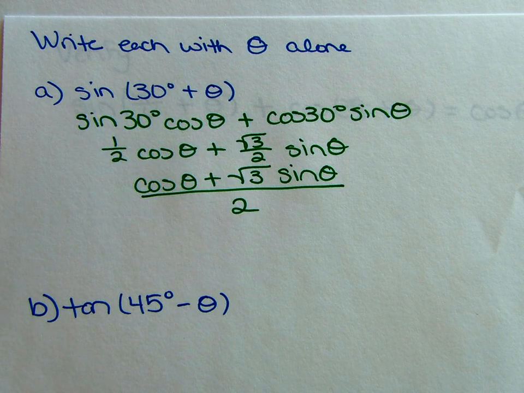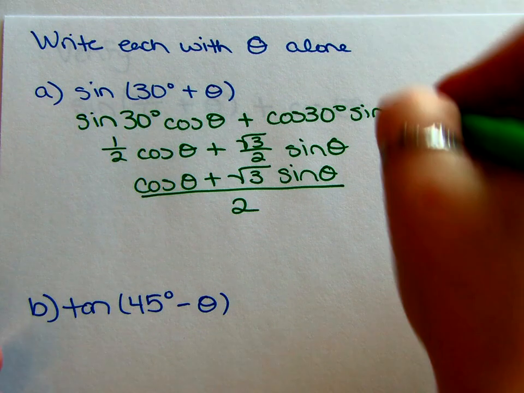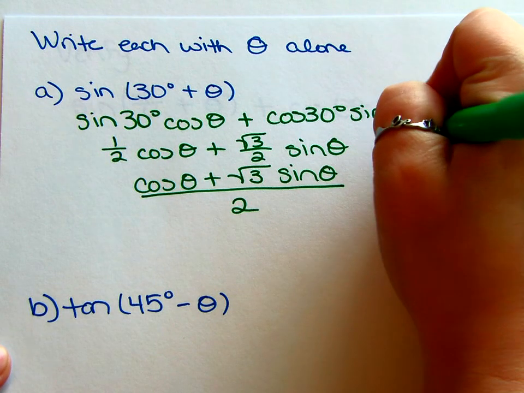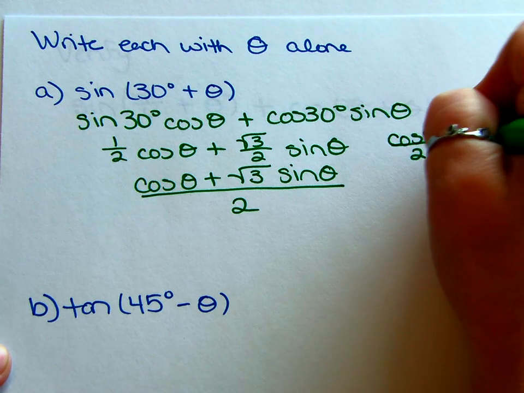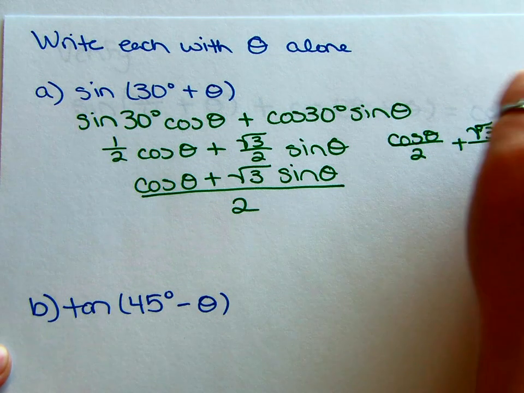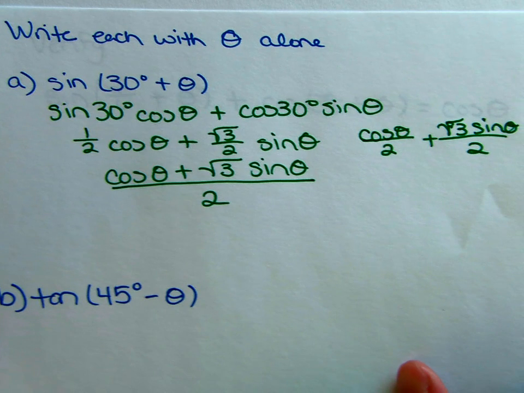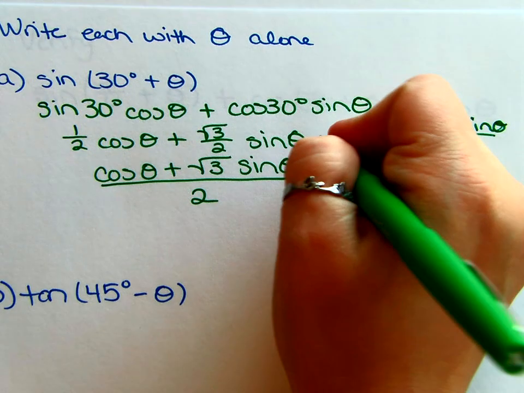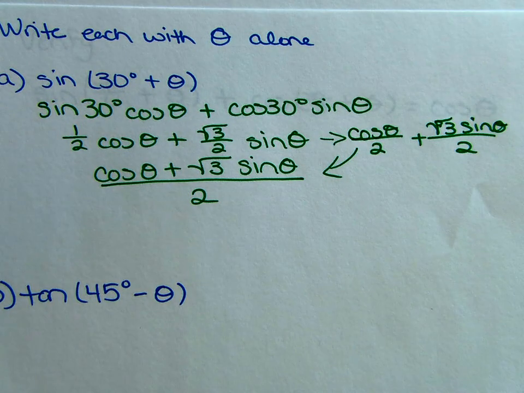If you don't like that I maybe skipped a step, I did cosine theta over 2 plus square root of 3 sine theta over 2, and then I joined them together. Because it wants it with theta all by itself, and it also wants it all in one term. And so I need to join it all the way up.